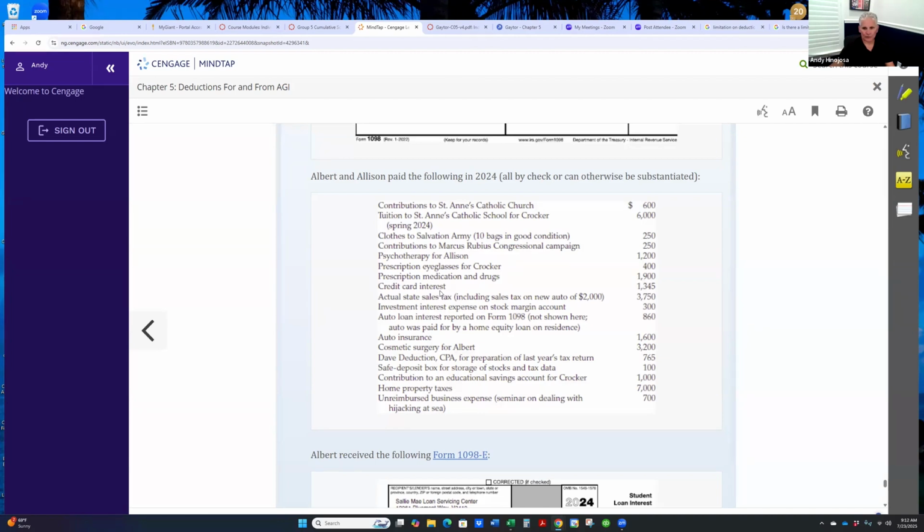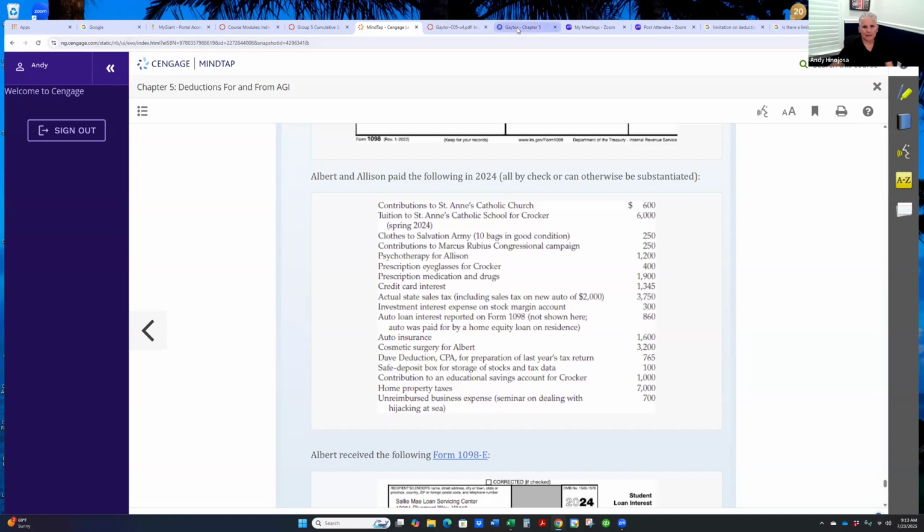Going back to the textbook, we just finished the prescriptions. Credit card interest, $1,345. There was a day when it was deductible. It was way back in the 80s. It is not considered to be tax deductible, specifically in 2024. Let's move on to the next. Actual state sales tax, including sales tax on new auto of $2,000. So the total was $3,750. Of that, $2,000 was associated with the new auto.